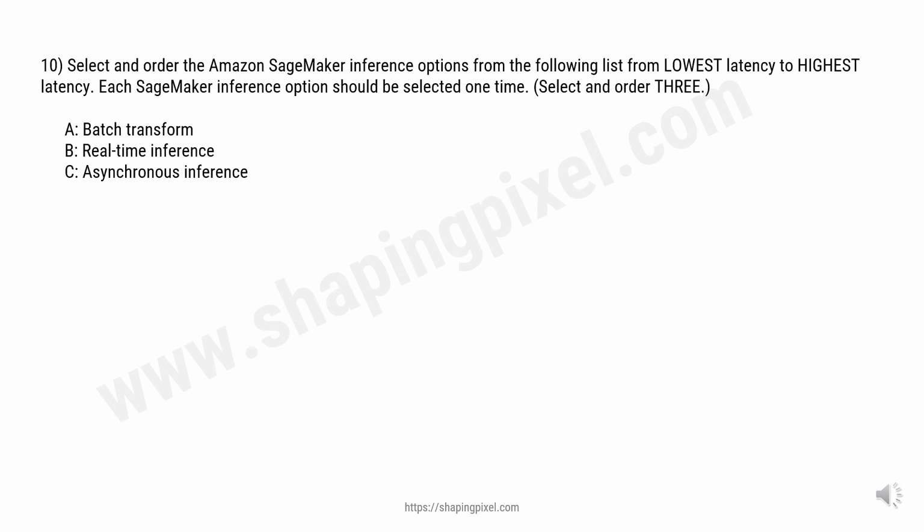Question number 10. Select and order the Amazon SageMaker inference options from the following list from lowest latency to highest latency. Each SageMaker inference option should be selected one time. A, batch transform. B, real-time inference. C, asynchronous inference. One, real-time inference. Two, asynchronous inference. And three, batch transform.